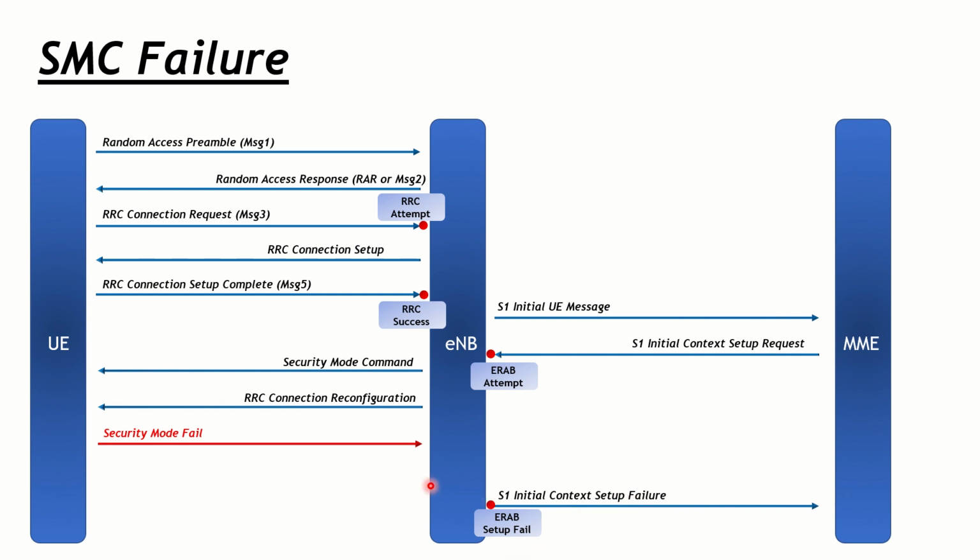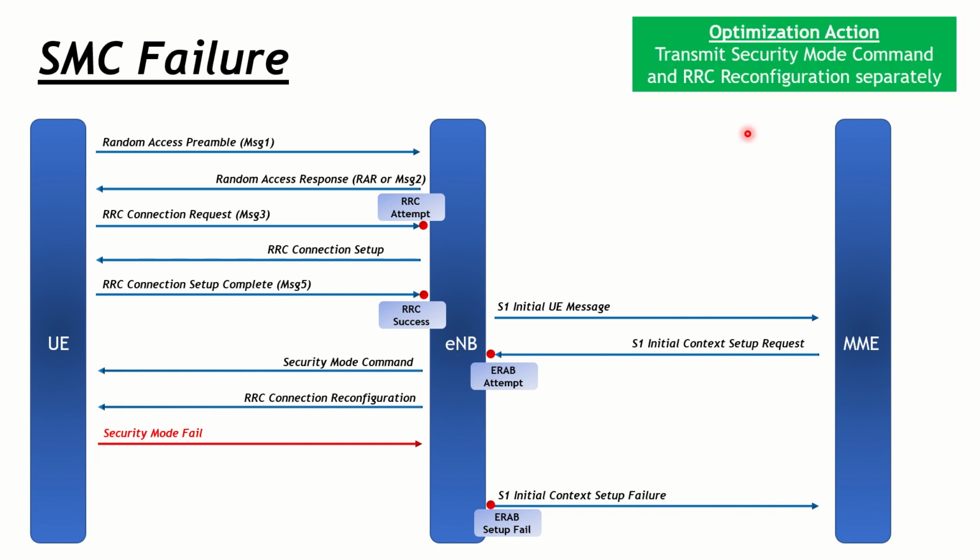Why does it happen? It happens because sometimes there are UEs that do not support the security mode command and RRC reconfiguration being bundled together. If that is the case, and if you have this issue a lot in your network, then you can ensure that you transmit the security mode command and RRC reconfiguration separately and do not bundle them together. If you do that, in most cases this issue gets resolved.